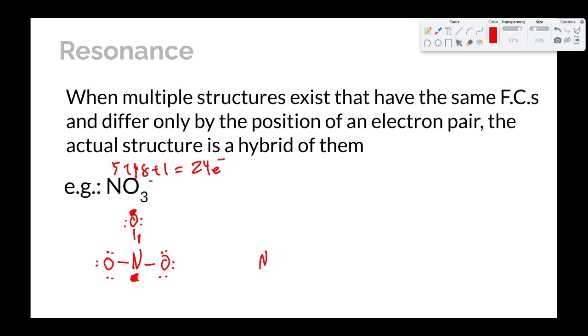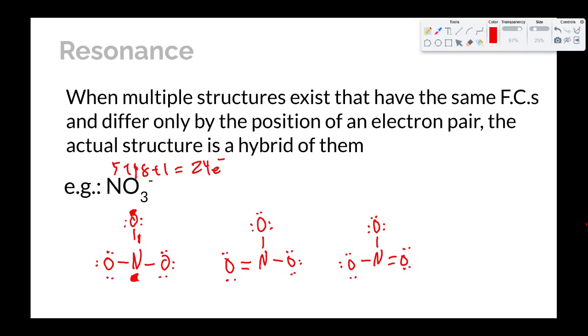So that's one possible structure. But we could have chosen to make the left-hand atom be the one that got the double bond. That structure would look like this. And we also could have chosen to make the right-hand oxygen be the one that gets the double bond. And that structure would look like this.